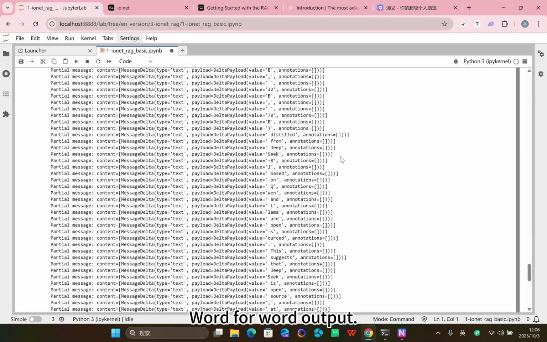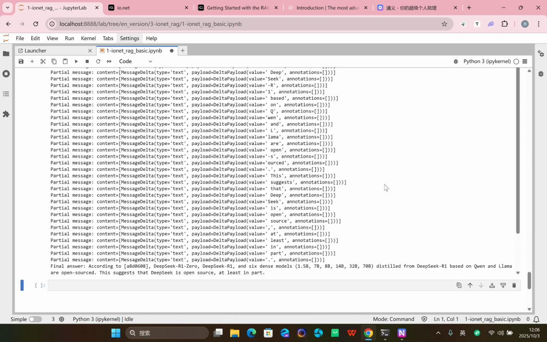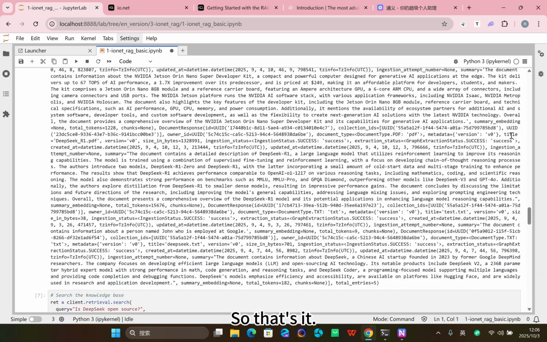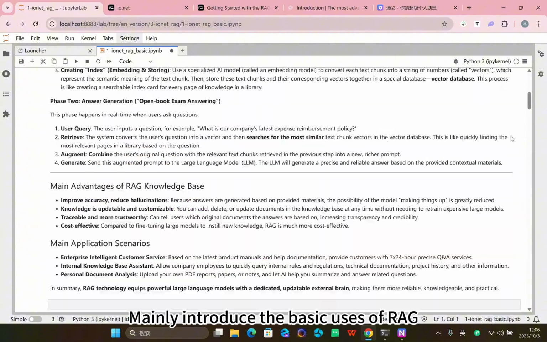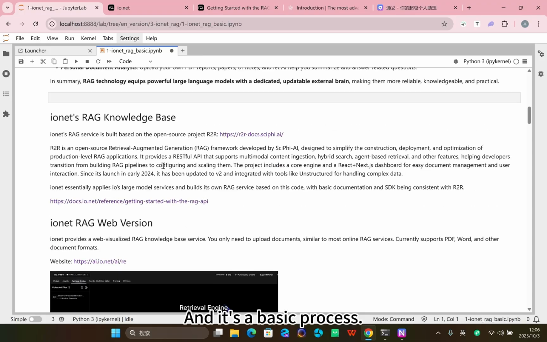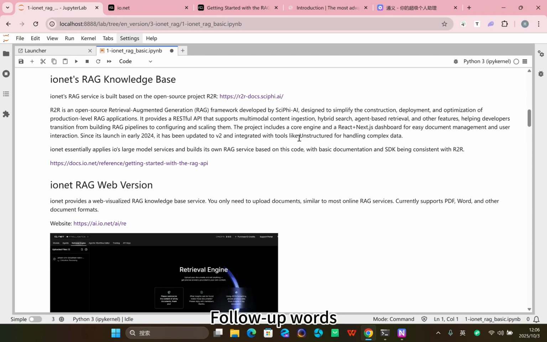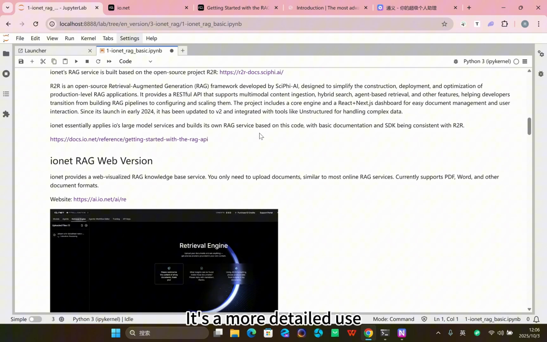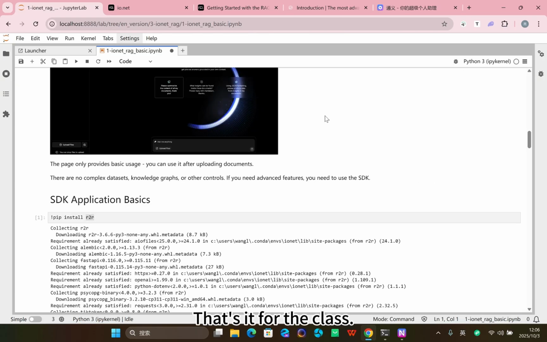Okay, word for word output. So that's it. Mainly we introduced the basic uses of RAG and its basic process. In follow-up lessons, we will go through some more detailed uses. That's it for the class.